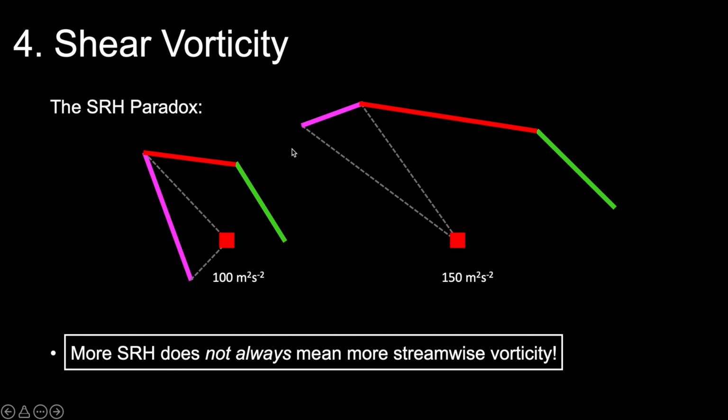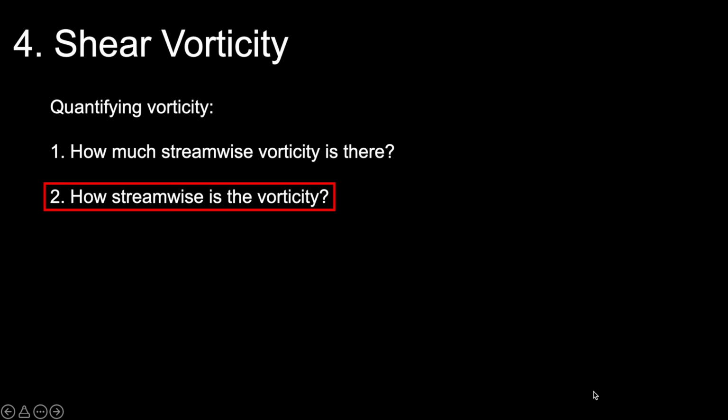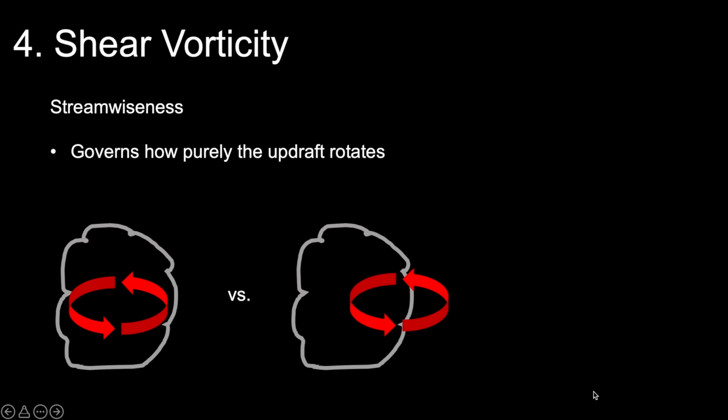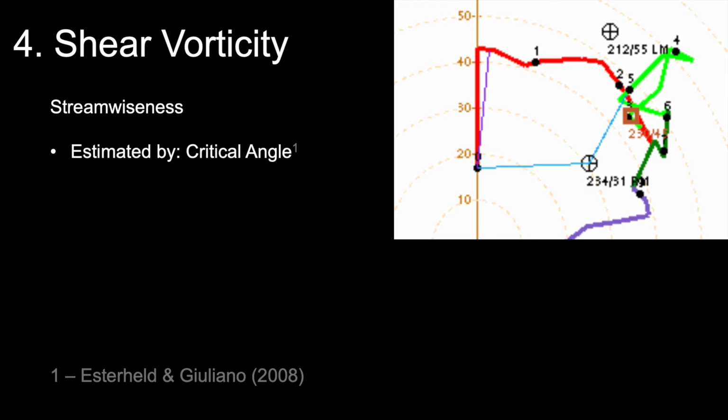In cases like this, might have a lot more potential even to produce tornadoes than this case here, even despite its weaker low-level SRH. But the second way to quantify the streamwise vorticity is how streamwise is this vorticity. So this is a measure of how purely the updraft will rotate. Will we be rotating purely, or will we have kind of a vort max like we talked about earlier? And this is estimated by the critical angle.